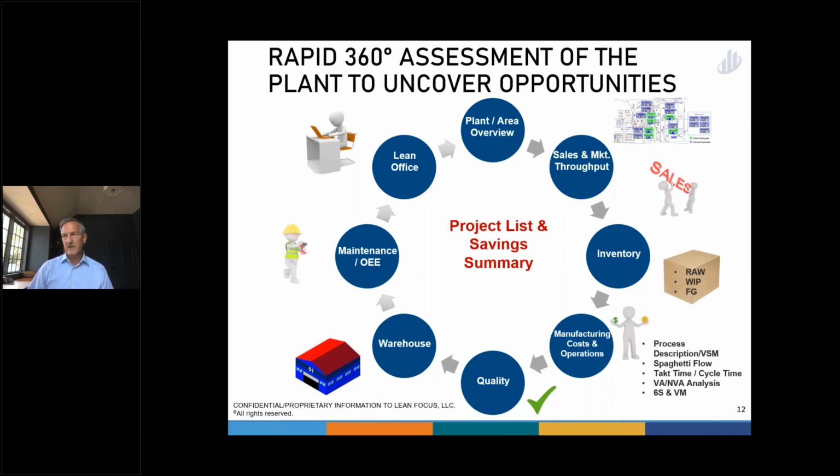We also look at maintenance and overall equipment effectiveness and lean office, making a holistic, 360-degree view of the whole process. It allows you to have a clear sense of where the biggest opportunities are that we want to target, maybe in the next 12 months, to really move the needle on the key metrics that we're trying to improve.